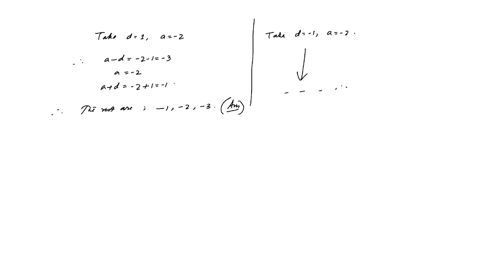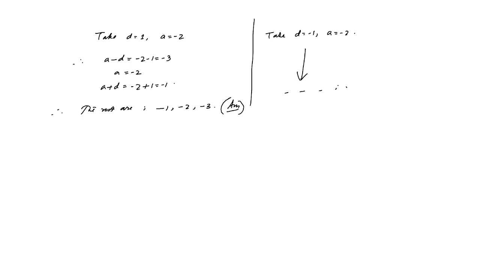So in that case, a minus d, that will be minus 3, a is minus 2, and a plus d, that will be minus 2 plus 1, that will be minus 1. So therefore, the roots are minus 1, minus 2, minus 3. So this is our answer. We just solved that part also, and you will get minus 1, minus 2, minus 3, the same result.